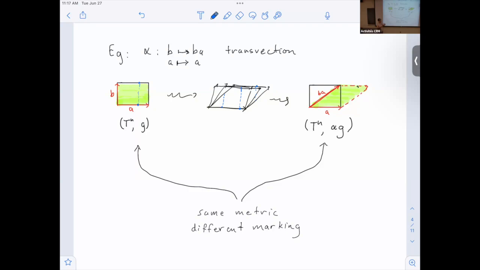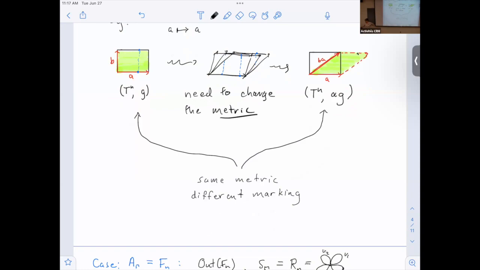All right, so my point here is that we need to change the metric on the torus to get from the left side to the right side. So even though the two ends are the same, a path connecting them involves changing the metric, skewing things, all right? We'll come back to this. Now let's go to the other end. Let's try the free group.